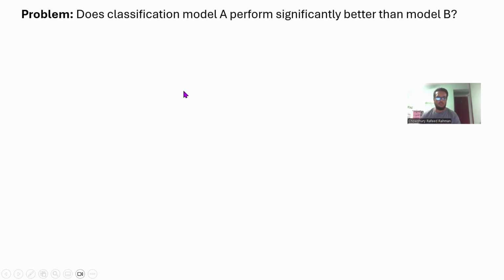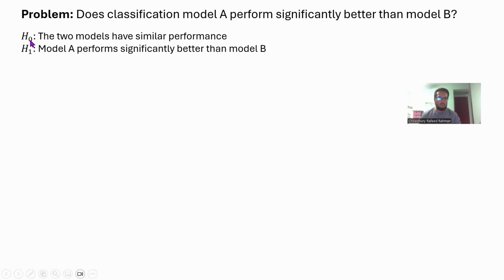Now the last problem is also very different from the previous two problems. Does classification model A perform significantly better than classification model B? Okay, fine. So classification, we all know that maybe we're trying to predict cat and dog. So there's an image, whether that image is an image of a cat or an image of a dog. So we are trying to predict that. That can be a classification model, right? Okay, so the null hypothesis is the two models have similar performance. The alternate one is model A performs significantly better than model B.